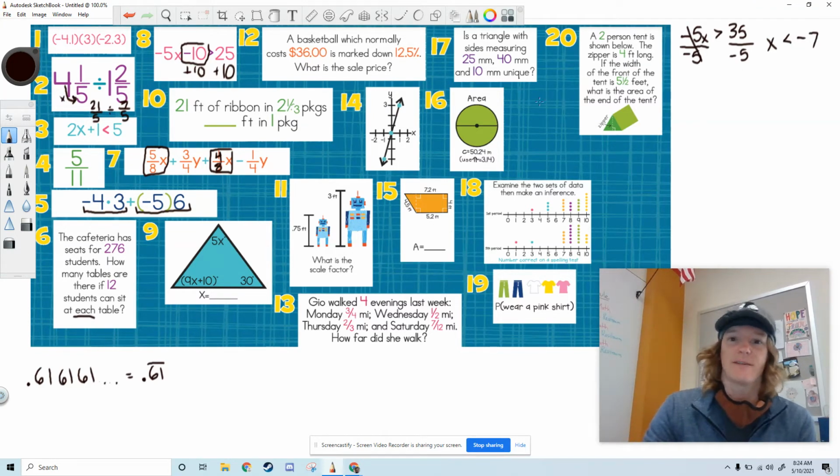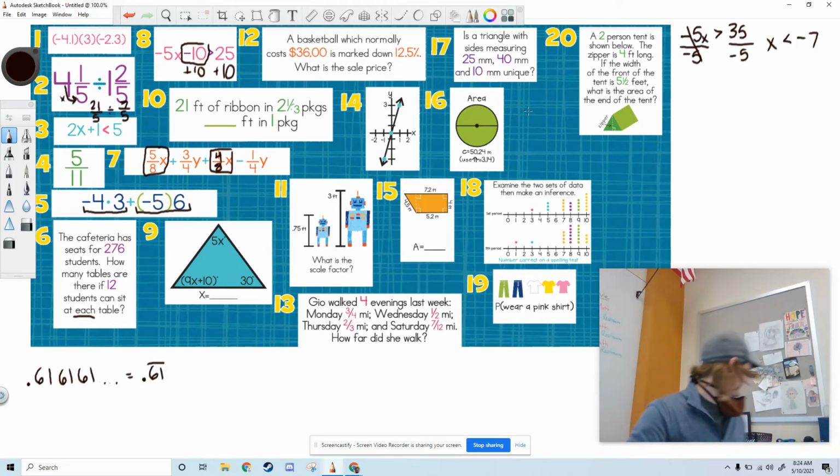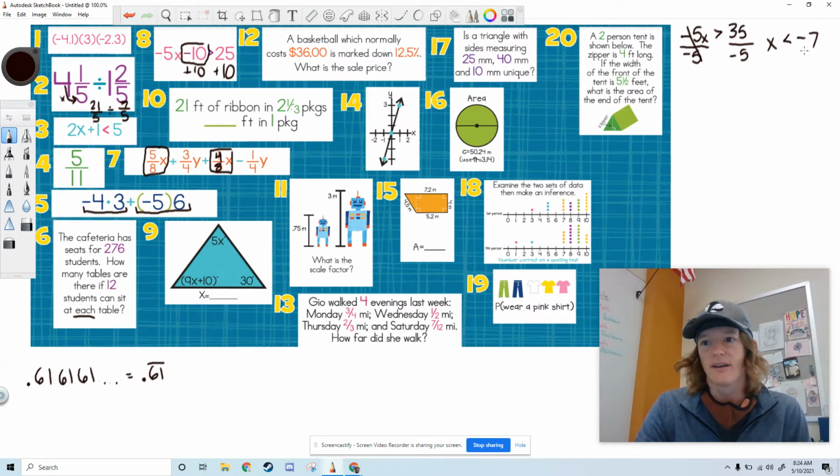I will explain that in a lesson in chapter, I think it's chapter 7. We're going to cover it. I'll cover why that changed, but just for now, we get x is less than negative 7.